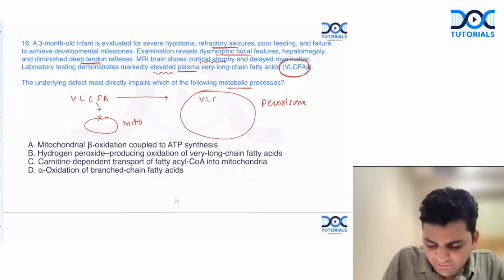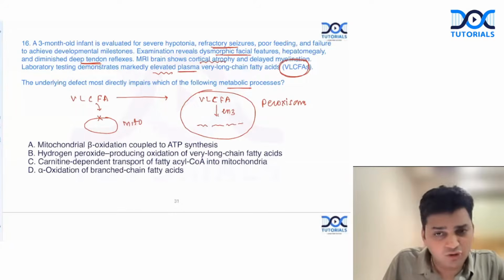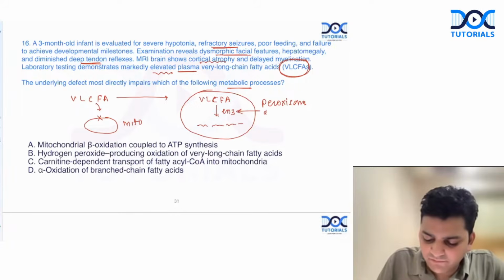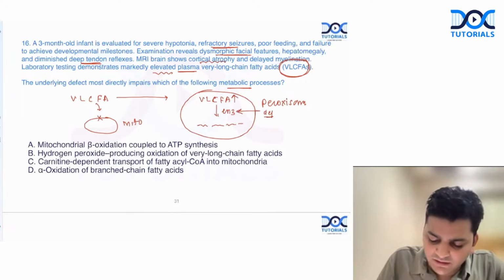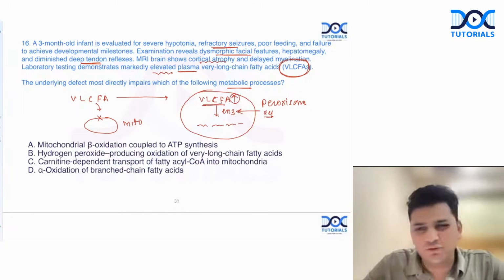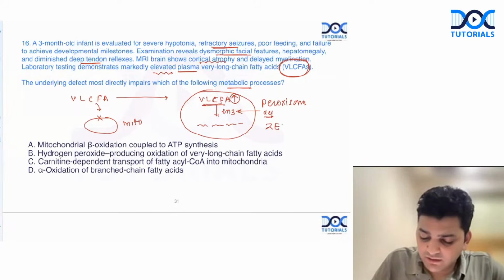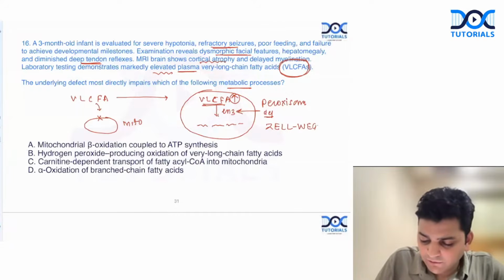The very long chain fatty acids go there, and with the help of the enzymes in the peroxisome, we break them into smaller ones. And by chance, if these enzymes are defective, then very long chain fatty acids will accumulate and damage the peroxisomes that are there in the brain, liver, and kidney. This is called what? This is called Zellweger syndrome, also called the cerebro-hepatorenal syndrome. There is damage to the brain, the liver and the kidney.